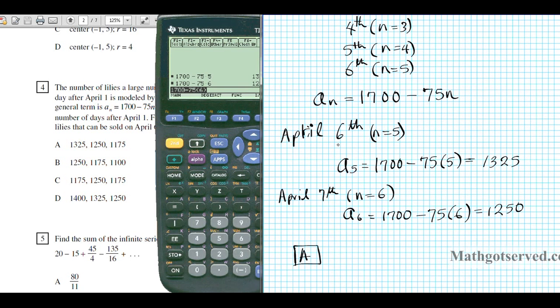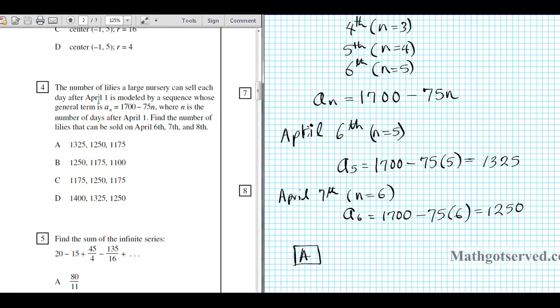All right, so we have to be really careful. We've got to start counting from April 2nd because this formula works for days after April 1st. All right. Okay, now let's move on to question number 5.